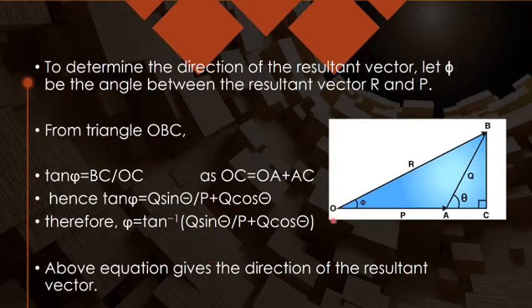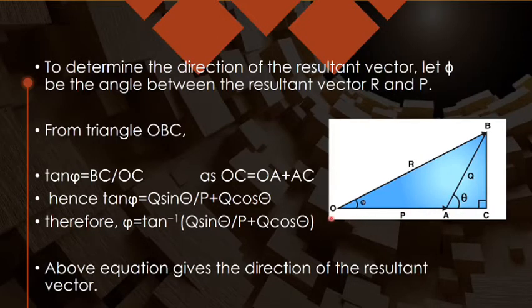I want to find this value phi. For that, again I will be taking this bigger right angle triangle OBC. Then if you write the value of tan phi in this triangle, tan phi is perpendicular upon base. It means BC divided by OC. But OC is what? OC is OA plus AC. We have already found it out.